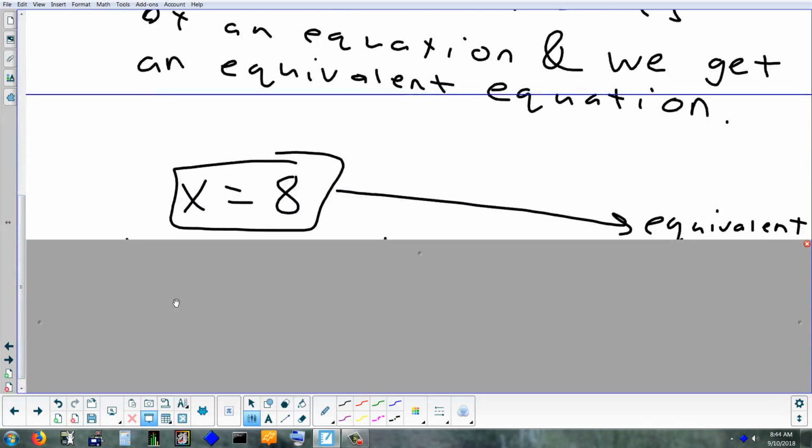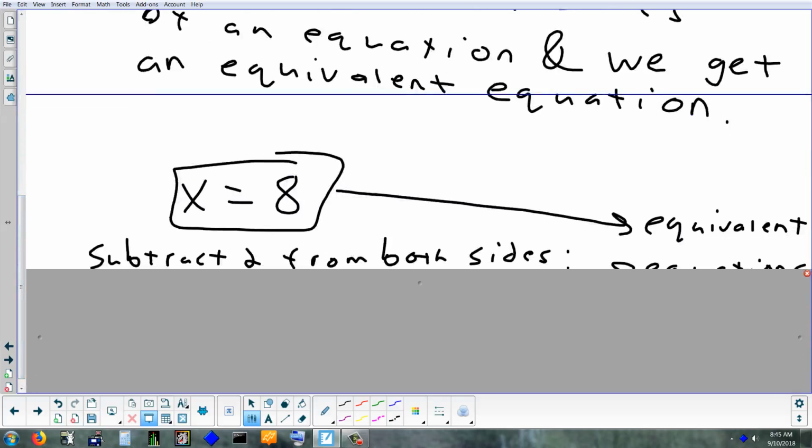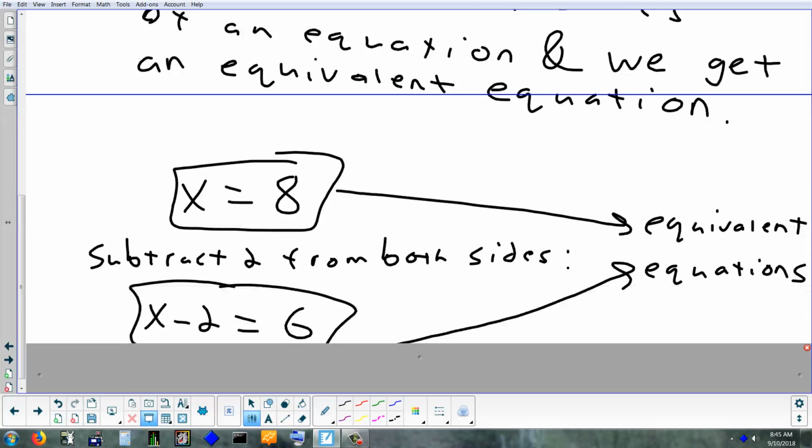So same thing, I get x equals 8. Down here, we subtracted 2 from both sides. So x equals 8, x minus 2 equals 6. It's the same thing. If I plugged in 8 for x, 8 minus 2 is 6. 6 equals 6. Again, it's just showing you why this works.